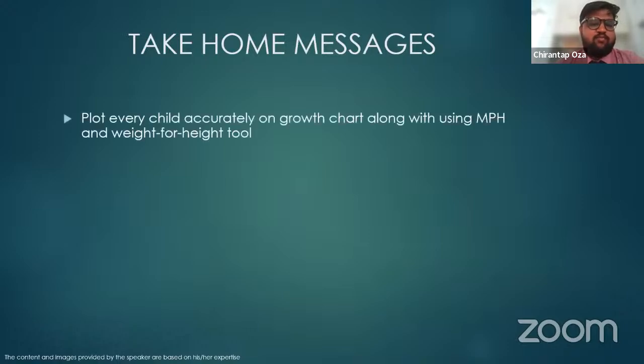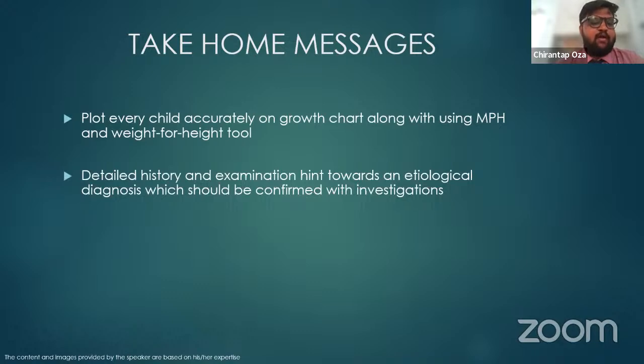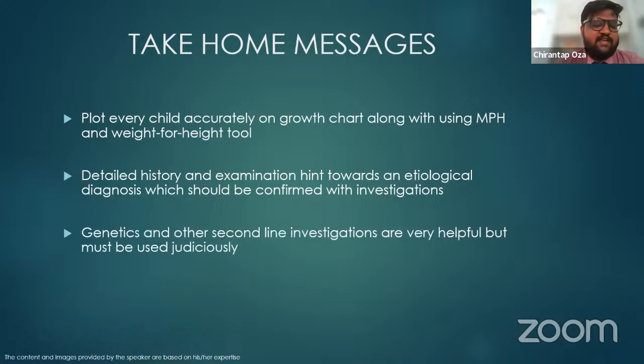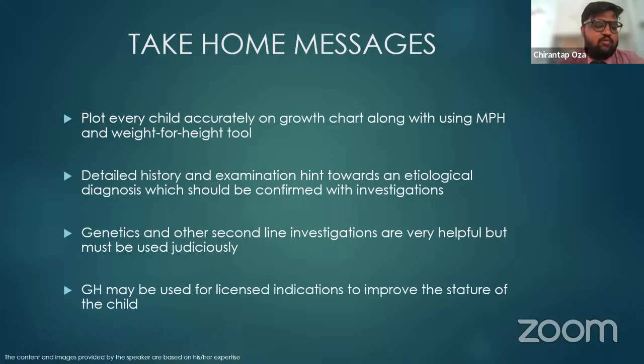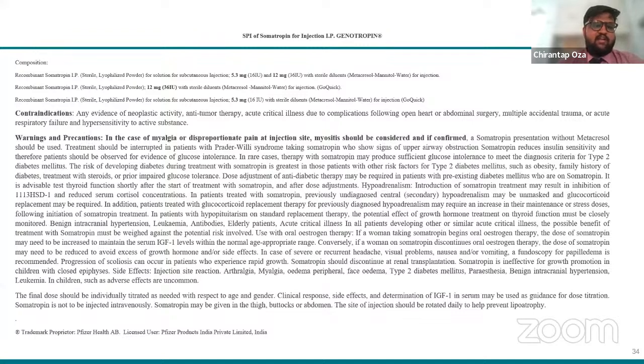The take-home messages from this session are: plot every child accurately on growth chart along with using mid-parental height and weight for height tool. Detailed history and examination hint towards an etiological diagnosis, which should be further confirmed with investigations. Genetics and other second-line investigations like growth hormone stimulation test and MRI are helpful, but must be used judiciously. And growth hormone may be used for licensed indications to improve the stature of child. This is a small detail about the recombinant human growth hormone, which is recombinant somatropin.